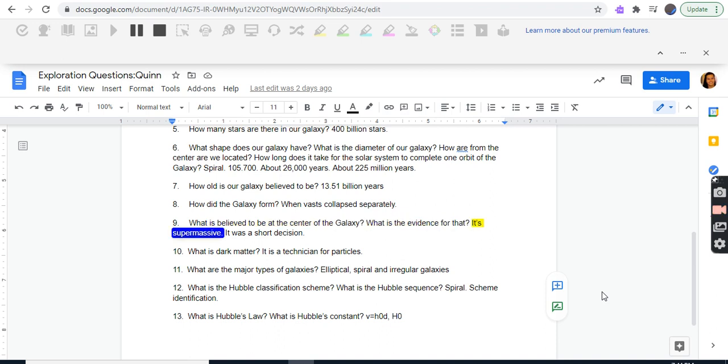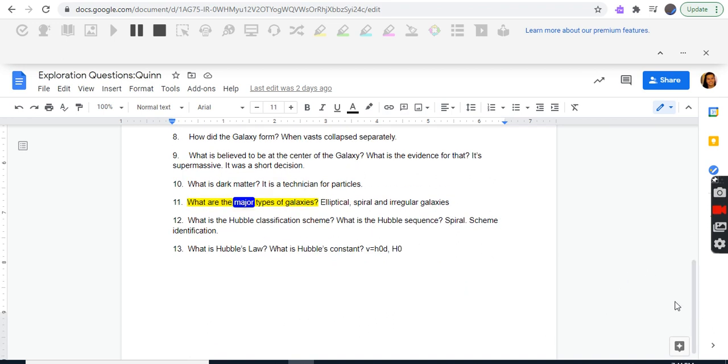It's a supermassive black hole. 10. What is dark matter? It is a theoretical particle. 11. What are the major types of galaxies? Elliptical, spiral, and irregular galaxies.